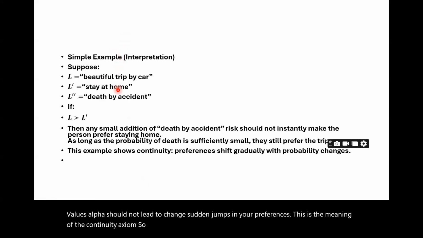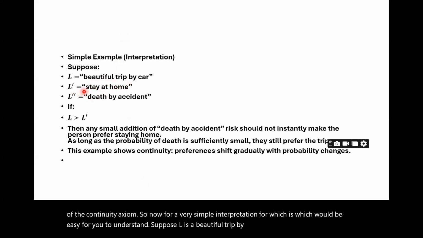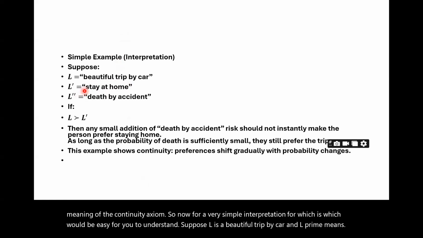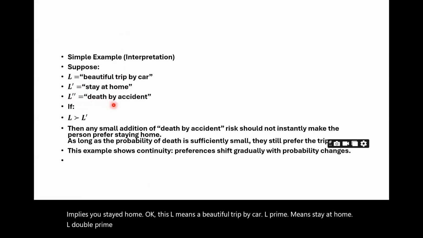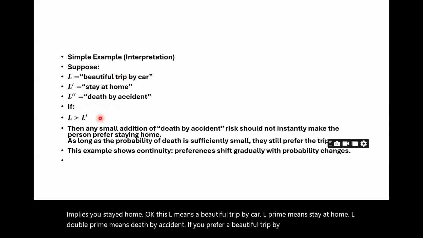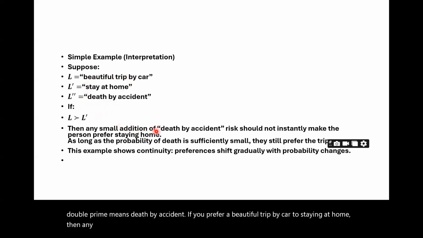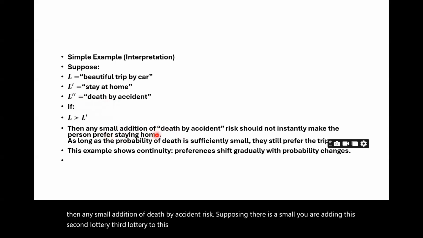Now for a very simple interpretation that would be easy to understand. Suppose L is a beautiful trip by car, L prime means you stay at home, and L double prime means death by accident. If you prefer a beautiful trip by car to staying at home, then any small addition of death by accident risk should not instantly make the person prefer to stay at home.